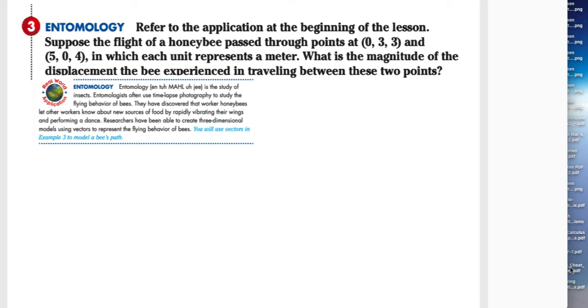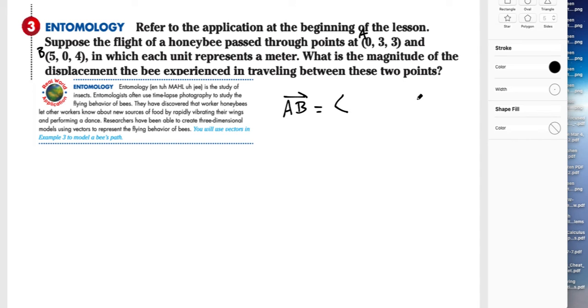What is the magnitude of the displacement of the bee in traveling from these two points? All right, so we can look at this as the initial point and this as the terminal point, and come up with an ordered triple to represent the situation. So let's call this point A, let's call this point B.